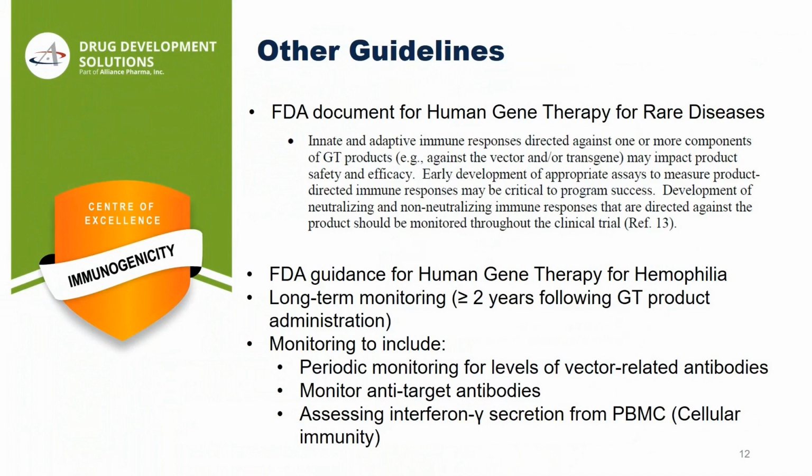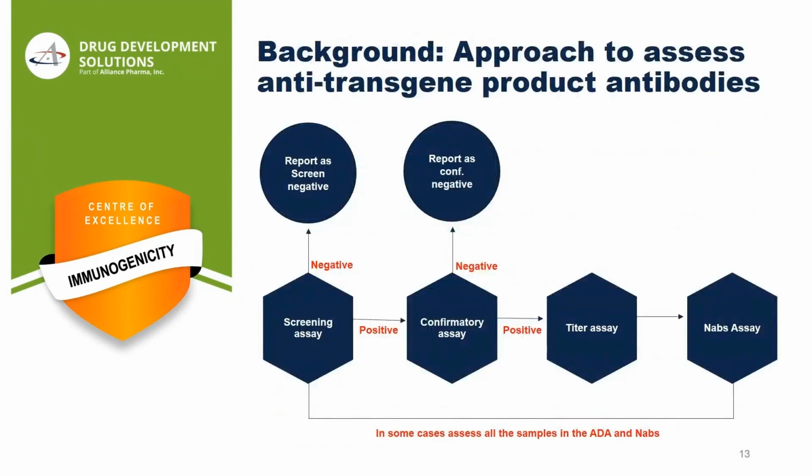If you look at one of the FDA documents for human gene therapy for rare diseases, they clearly stipulate that immunogenicity for AAV and transgene product should be assessed. And when you look at the FDA guidance for human gene therapy for hemophilia, they also suggest that long-term monitoring for immunogenicity should be done for at least 2 years. They suggest monitoring immunogenicity for the vector and for the transgene product periodically, and also suggest doing some cellular immunity, which is why internally we've adopted the same approach of assessing transgene products the same way as you would assess a normal protein.